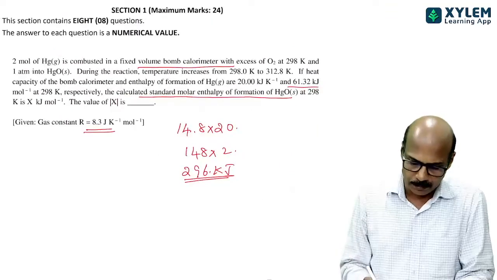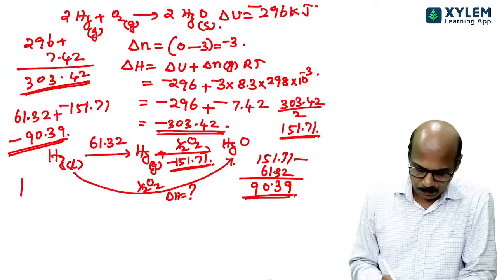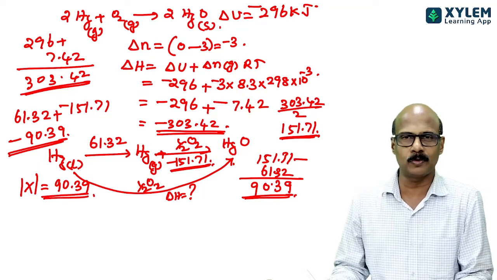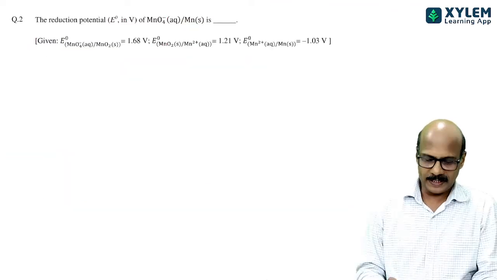What is asked to determine? You want to determine the magnitude of delta H. So the magnitude of delta H is 90.39. You want to report that answer to 2 decimals as 90.39. Now we can go to the second question.